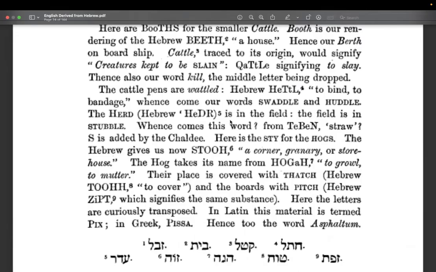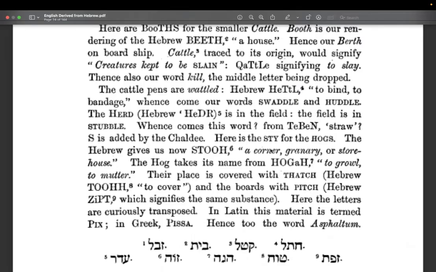So the herd is in the field, is in stubble, whence comes this word, from teben, straw. S is added by the Kasdim, which is the Babylonian influence. Here is the sty for the hogs. The Hebrew gives us now stew, a corner, granary, or storehouse.